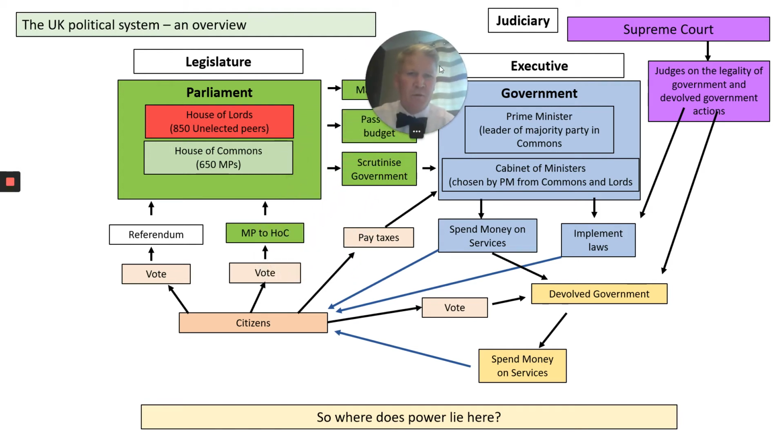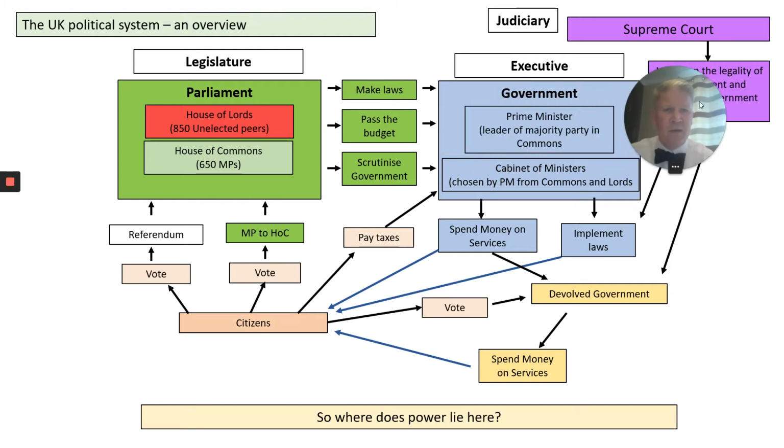The government, also called the executive, is led by the Prime Minister, who's the leader of the majority party in the House of Commons. At the minute, that's Boris Johnson. He also has a cabinet of ministers who run different departments. So, for example, Matt Hancock runs the Department of Health. He's responsible for making sure that health policy is followed and implemented effectively. That's what the government does.